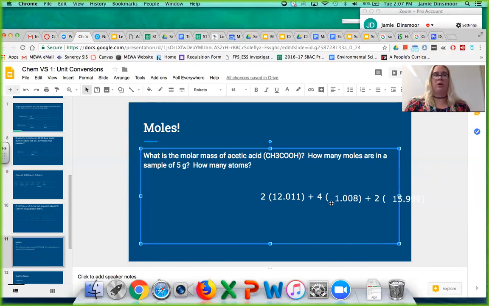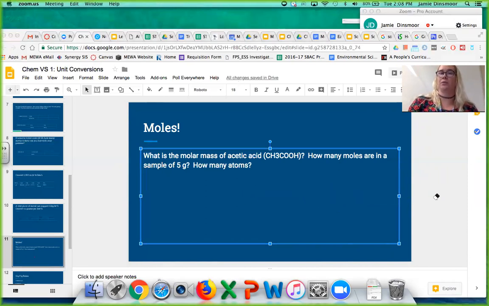So you could have written this out like 12.011 plus 12.011 plus 1.008 plus 1.008, right? You could have written it out for each one. I like to condense it like this because it's just easier to calculate. But there's no reason that you can't write each one out. So let's try one more before we go into this moles and atoms conversation.